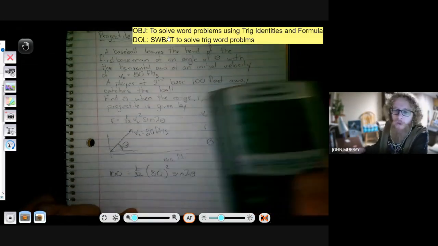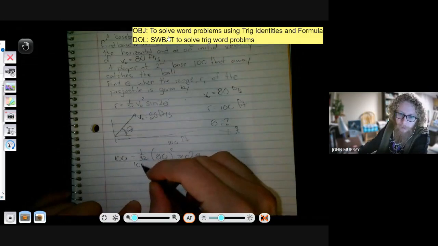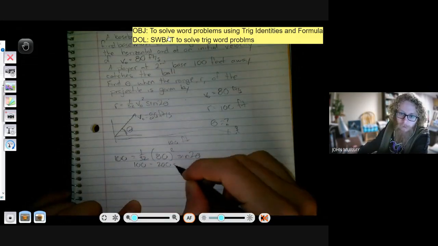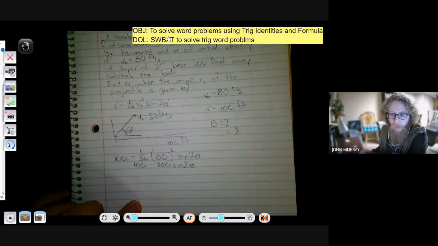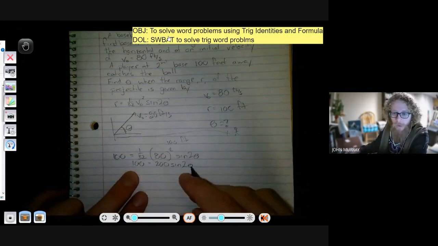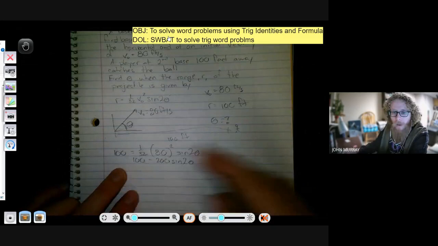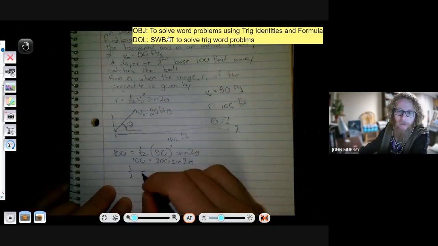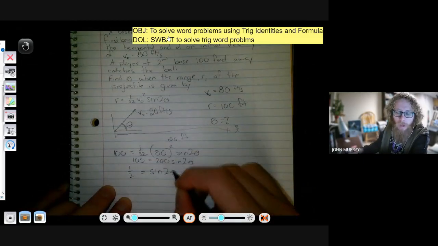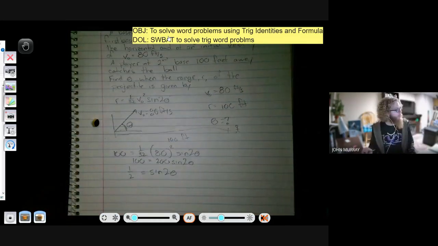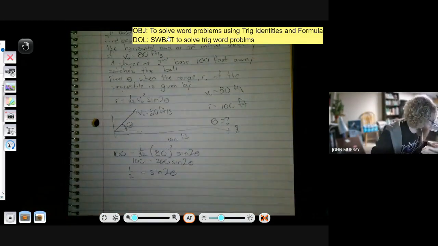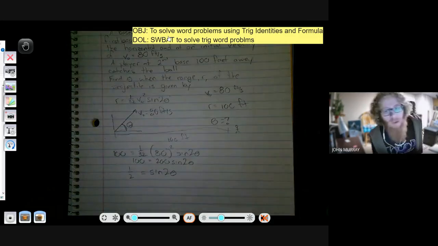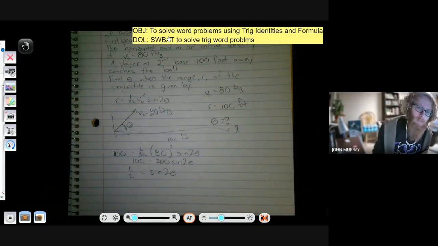And that gives us a nice 200. Going through our normal algebra steps to solve, we divide by 200, so I get 1/2 equals the sine of 2 theta. Now that I'm here, I could take a few different routes. We can use our double angle formula, but that would give me a cosine and a sine, right?